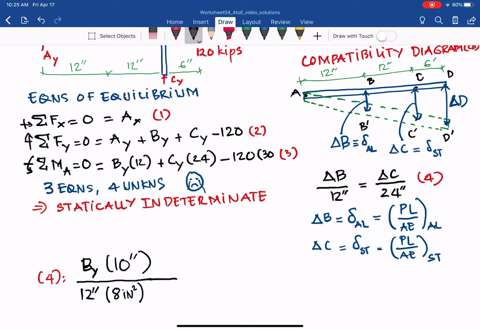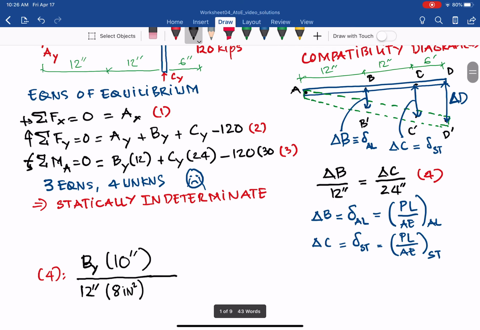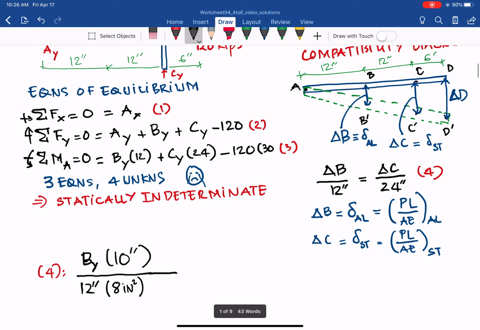Times the E, the modulus of elasticity for the aluminum rod, which is 10,600 ksi, which is perfect for the units here because of square inch and ksi, and the problem gives us 120 kip, so that is perfect for the units without any conversion here. So 10,600 ksi. That is the left side of the equation, delta B over 12 inches.